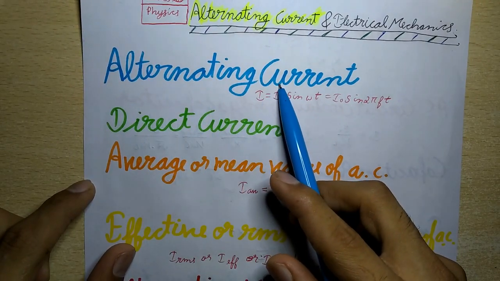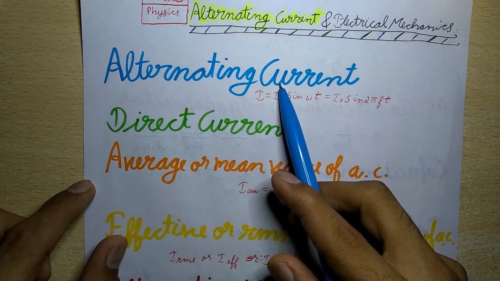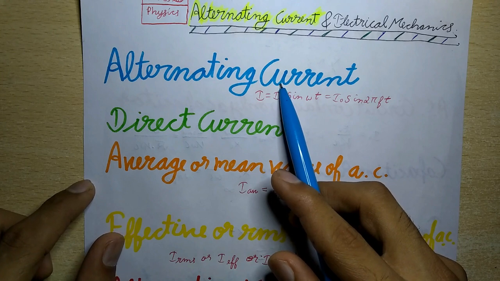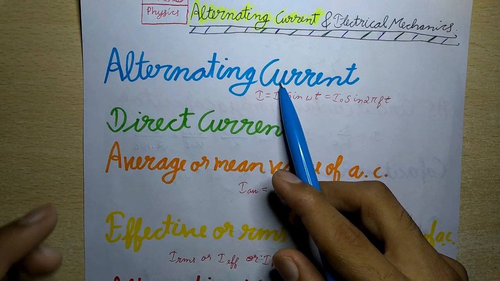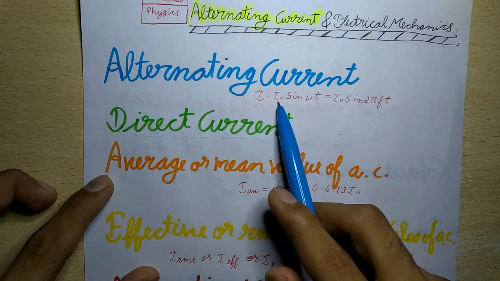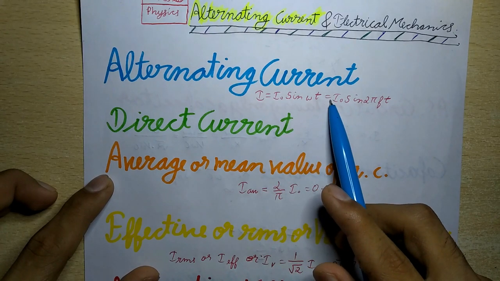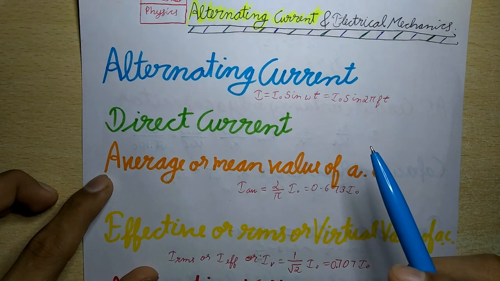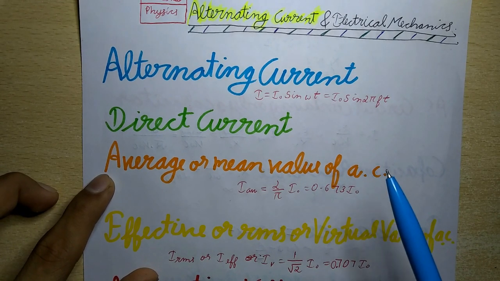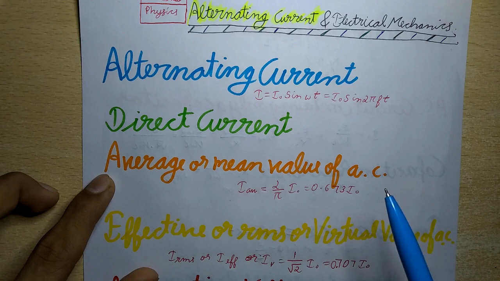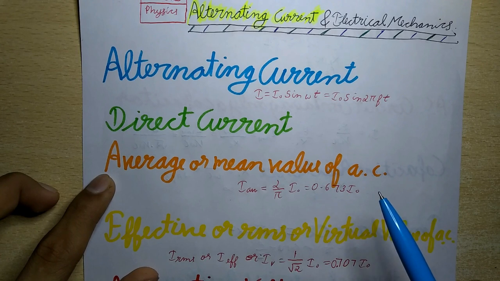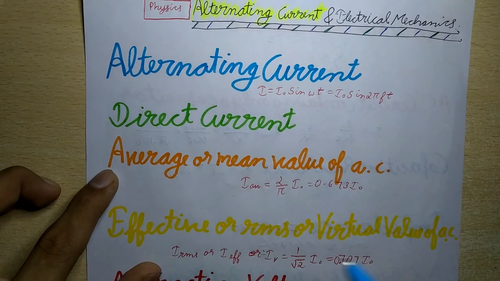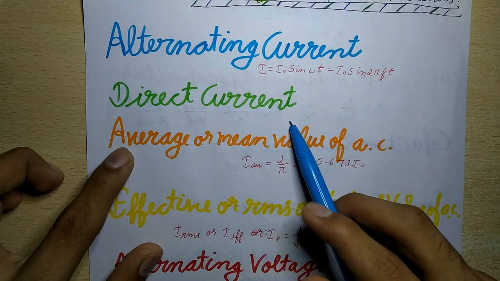Alternating current. It is that current which varies in magnitude continuously and reverses its direction periodically. Its value at any instant is given by I = I₀ sin ωt, which is equal to I₀ sin 2πft, where I₀ is the peak value of AC or current amplitude, and the frequency of AC supply to our homes is 50 cps, and the average value of AC over a complete cycle is 0.